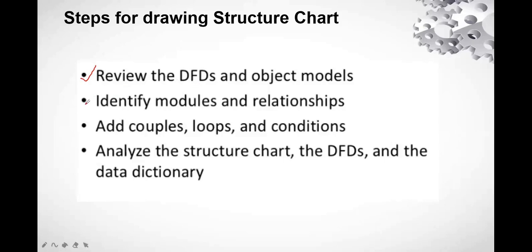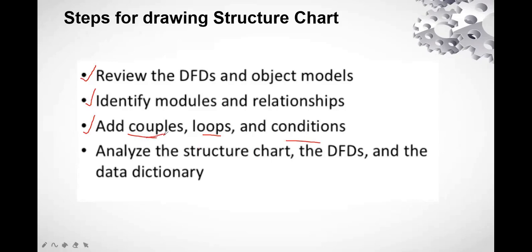Second one, we need to identify all the modules and the relationships, if at all they are missing, and if any new module is created. Next, we have to add couples, loops, and conditions. What were the conditions? Conditions were, as we did in the decision table. Loops are when we have iterations. You have learned about the if-then-else, do-while, for loop, and so on. And the third thing is the couples.